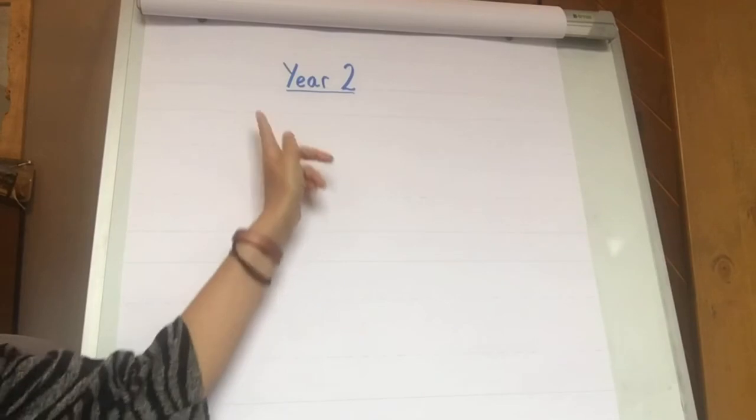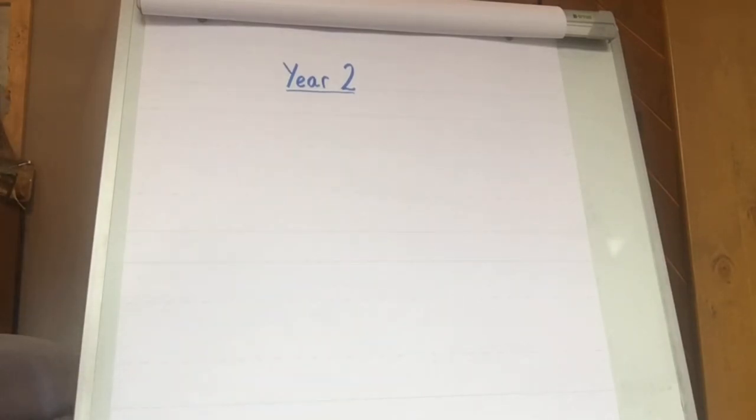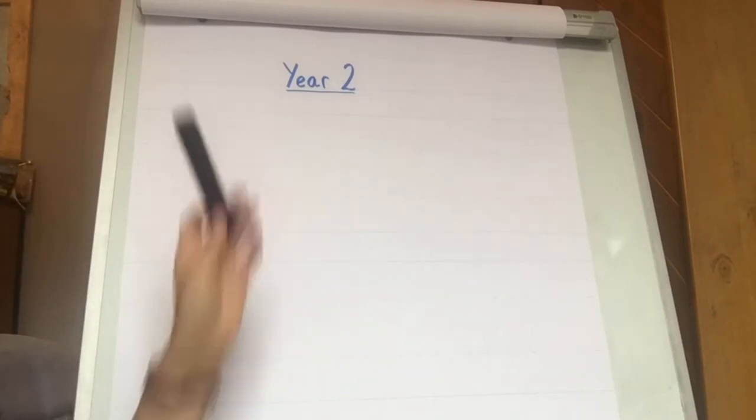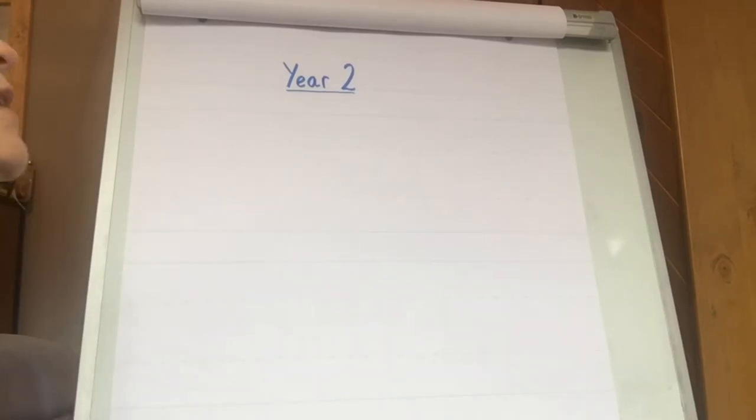Everyone, your writing task this week is to write some statements about year 2 and to start thinking about questions that you might have for year 3. So let's start by writing our statements about year 2. Now a statement is an opinion or an idea. It starts with a capital letter and finishes with a full stop.